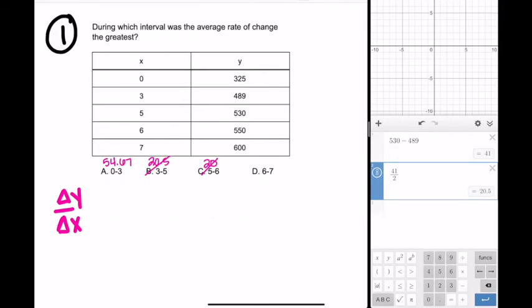And finally, from 6 to 7. So that would be 600 minus 550 over 7 minus 6. So 600 minus 550 is 50 over 7 minus 6 is 1, so that rate of change is 50. And again, that is not the greatest. So the greatest is A. From 0 to 3 had the greatest rate of change.